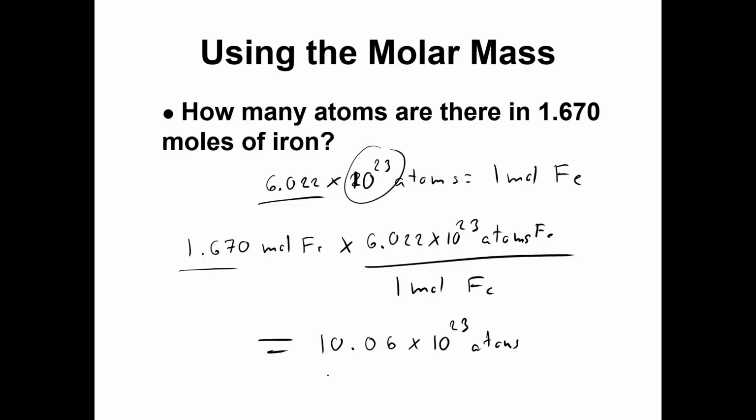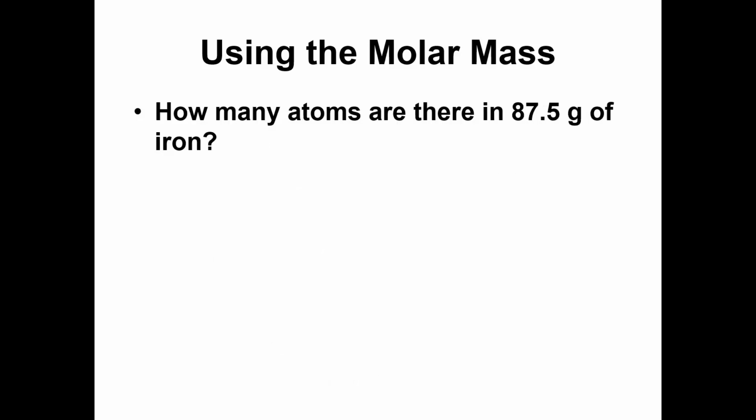And then if you wanted to fix that, you just go 1.006 times 10 to the 24 atoms. But you can, of course, use your exponent function in your calculator. Just make sure you use the same calculator and know how to use that function properly so you don't mess yourself up. Alright? So how many atoms are there in 87.5 grams of iron?